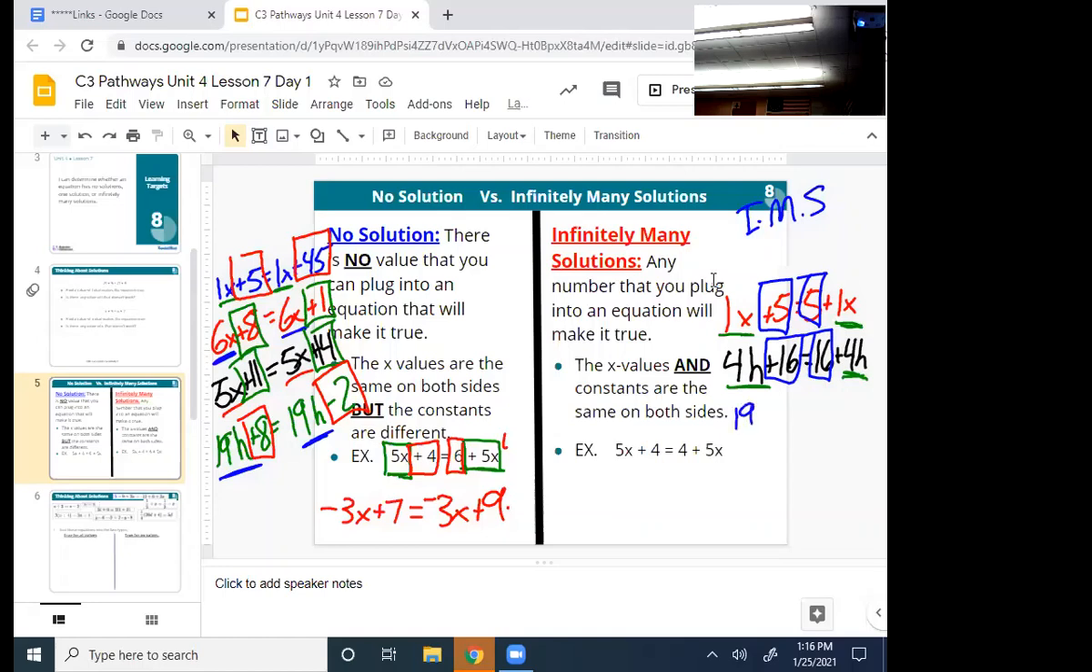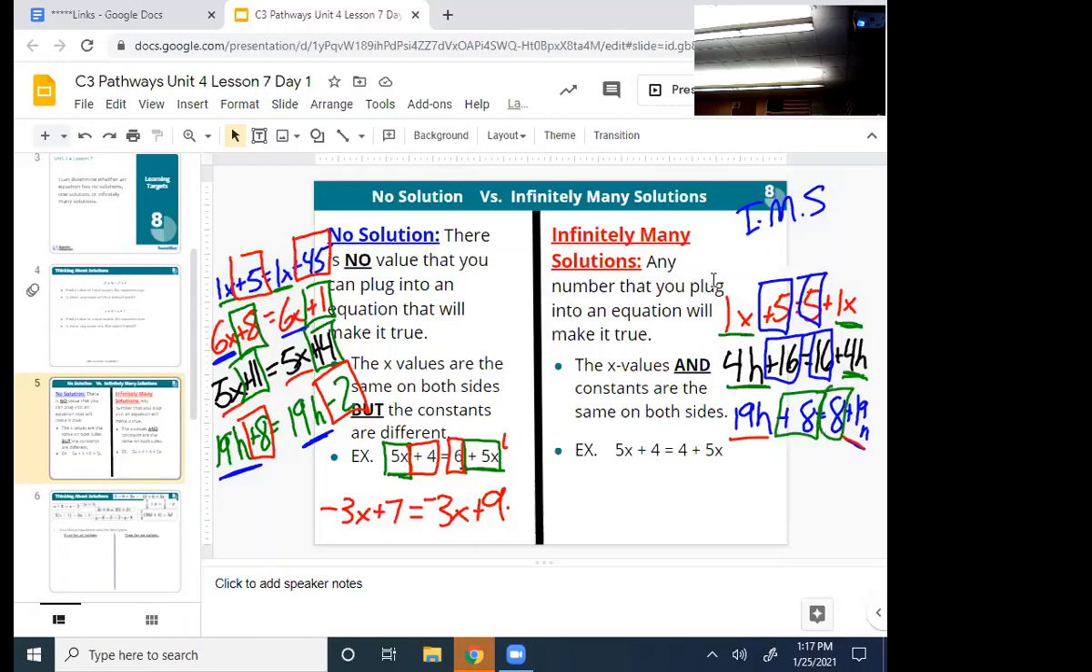Avery said 19h plus 8 is equal to 8 plus 19h. That's an h, by the way. We have the same variable, and let me underline this in a better color: same variable, same constant. Nice job, Avery.